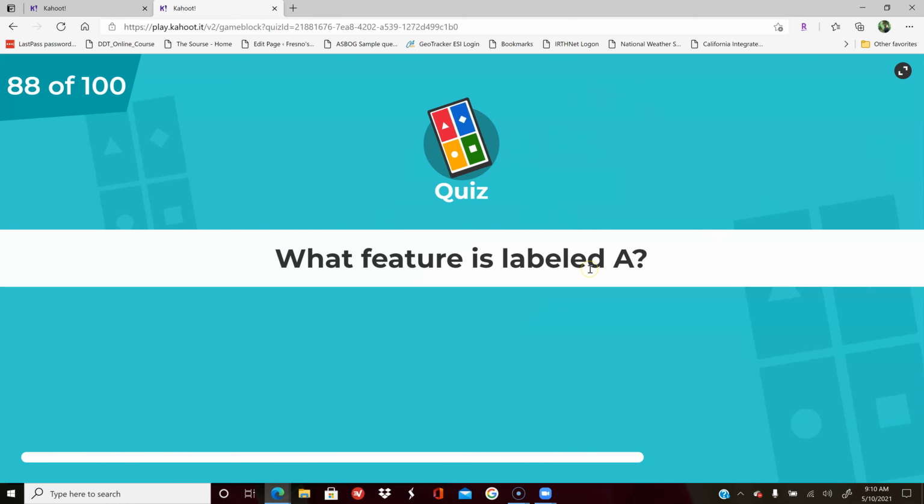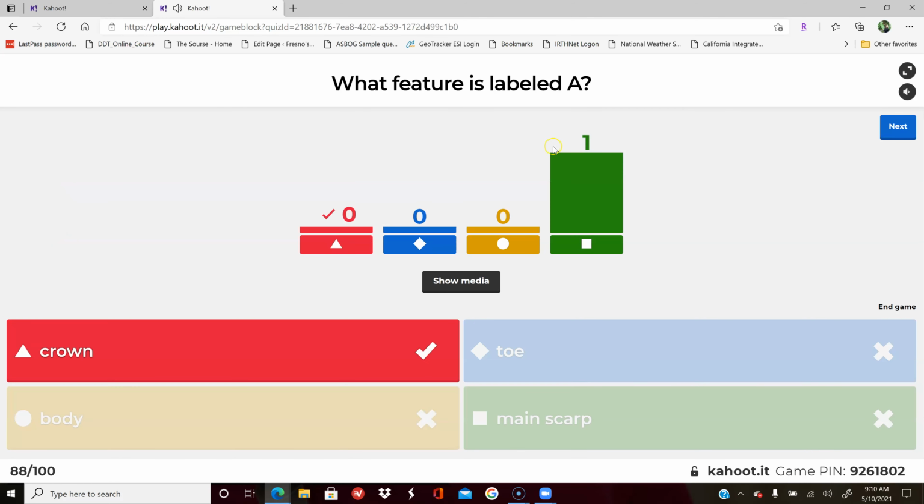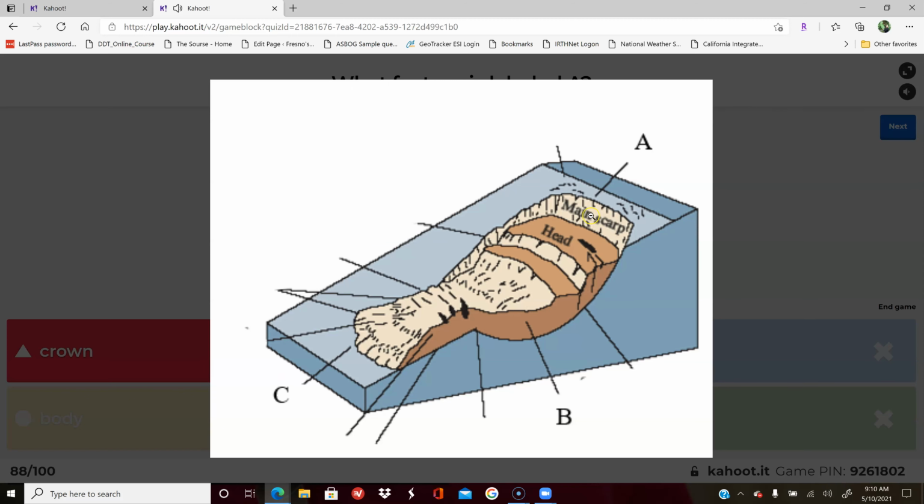What feature is labeled A? So what is this feature here? Is that the crown, the toe, the main scarp, or the body? That's the crown. The main scarp is this below feature here. It's pointing to the crown where you have all of these little cracks. So this is the crown, and then you have the main scarp below it.